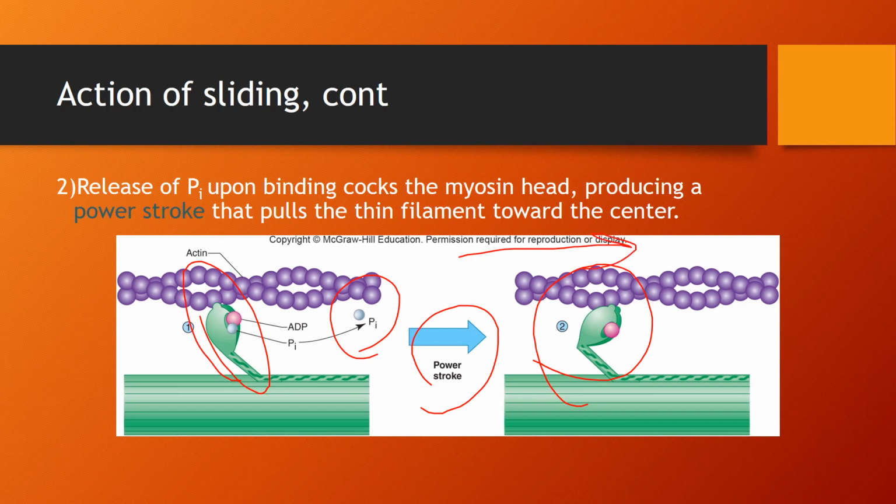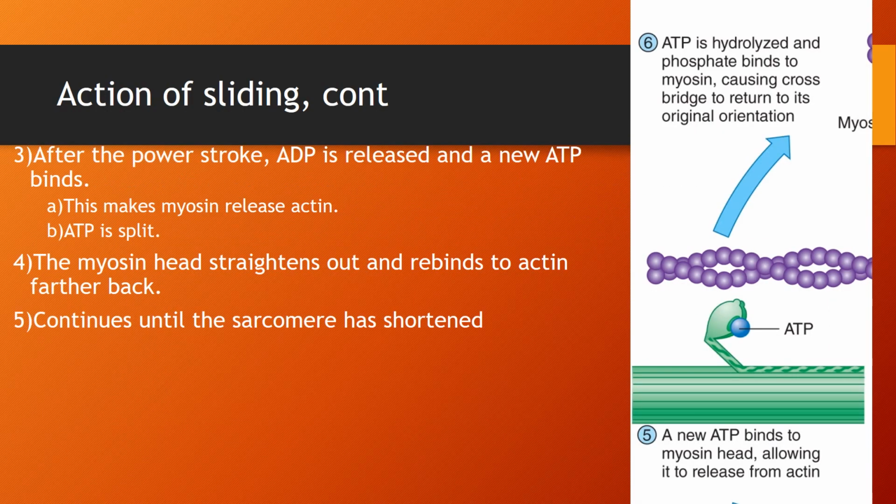So when the actin is pulled towards the M line, then the sarcomere is going to shorten and the muscle is going to contract. At the end of the power stroke, the myosin is going to be at a low energy position. So then, continuing on, after the power stroke, ADP is going to be released, but the cross bridge formed is going to still stay in place between actin and myosin.